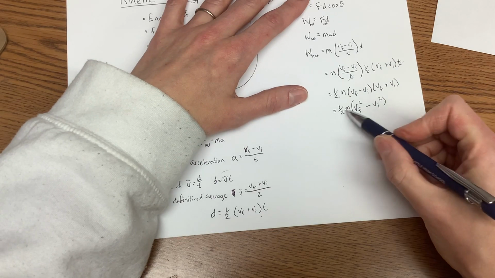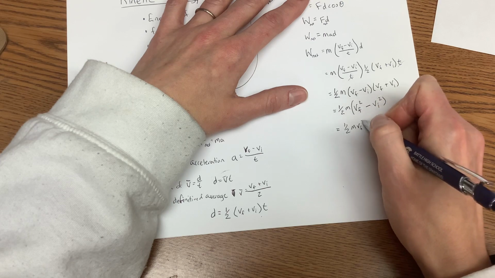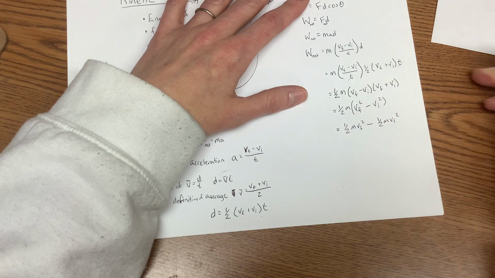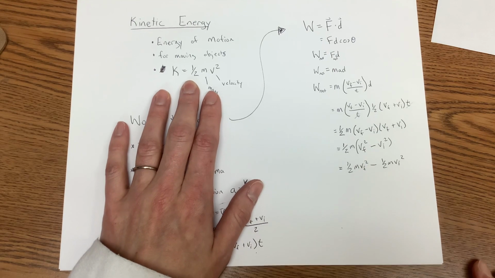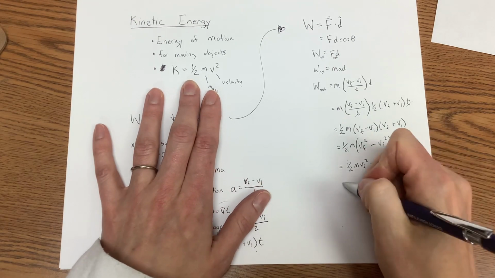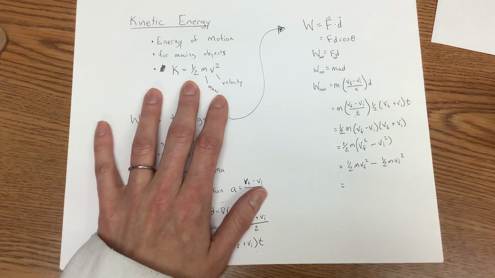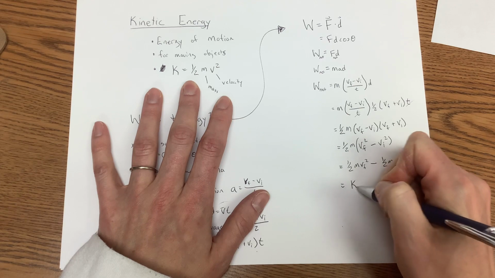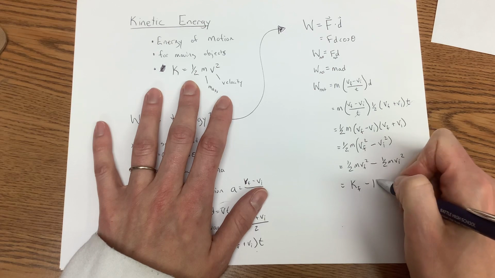Okay, and then all I have to do is distribute this junk, and I have 1/2 m vf squared minus 1/2 m vi squared. And now, there it is. And if you didn't just go, oh, there's the kinetic energy, well then, poo on you. No, I'm just kidding. But that was really exciting for me. And if you don't like algebra, it's okay if you didn't find that very exciting. But that right there is the final kinetic energy. And that right there is the initial kinetic energy.